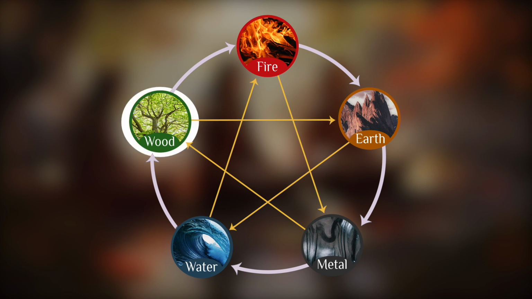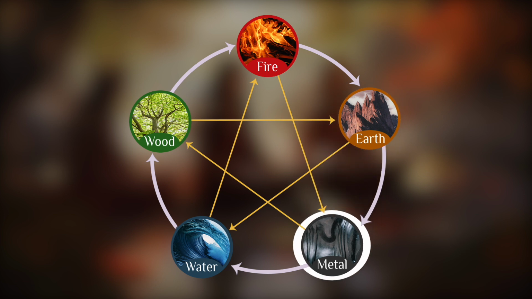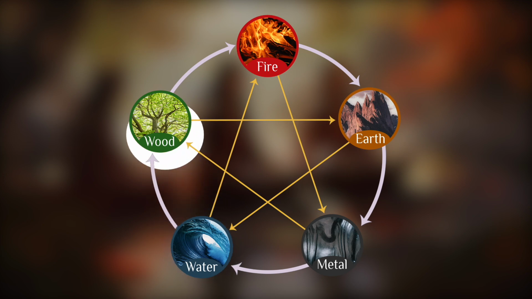Wood burns and becomes fire. Fire turns into ashes and becomes earth. Earth contains metal within it. Metal, when melted, becomes water. Water nourishes wood.